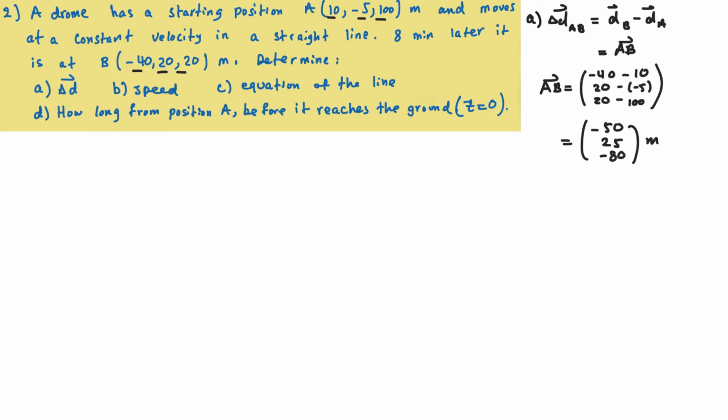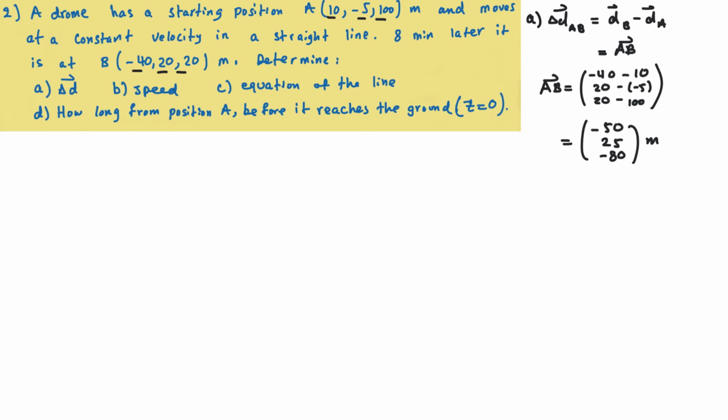For part B of the question, it's asking us to find the speed, and there's two different ways of doing this. We can find the distance first by taking the magnitude of the displacement and then dividing it by time, or we can find the velocity first and then use that to find the speed. I'm going to use the latter method just because later on we need to find the equation of the line and we need the velocity for that anyways.